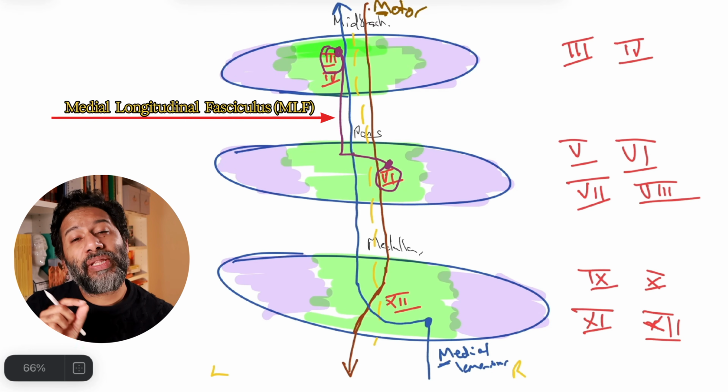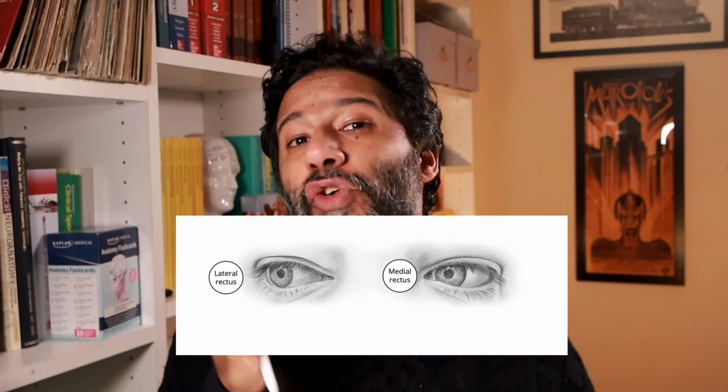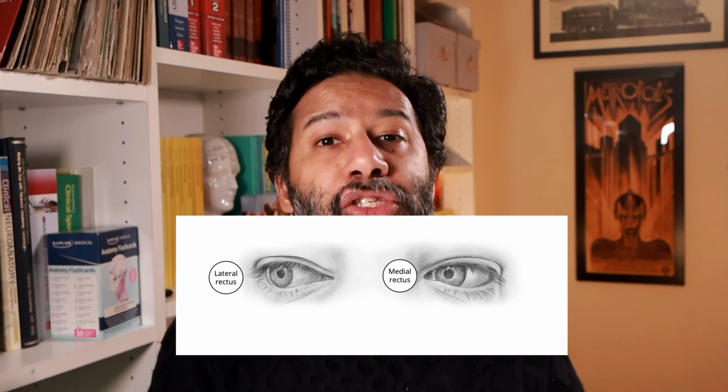And specifically, I mentioned the medial longitudinal fasciculus, the MLF, and that it runs between the 6th nerve nucleus and the 3rd nerve nucleus. And I said this week we'll go over that in more detail. So let's go over this. And I mentioned how that tract was important for us to coordinate our eyes to look left and right. So it's important for lateral gaze. So let's talk about what the pathway is for lateral gaze.